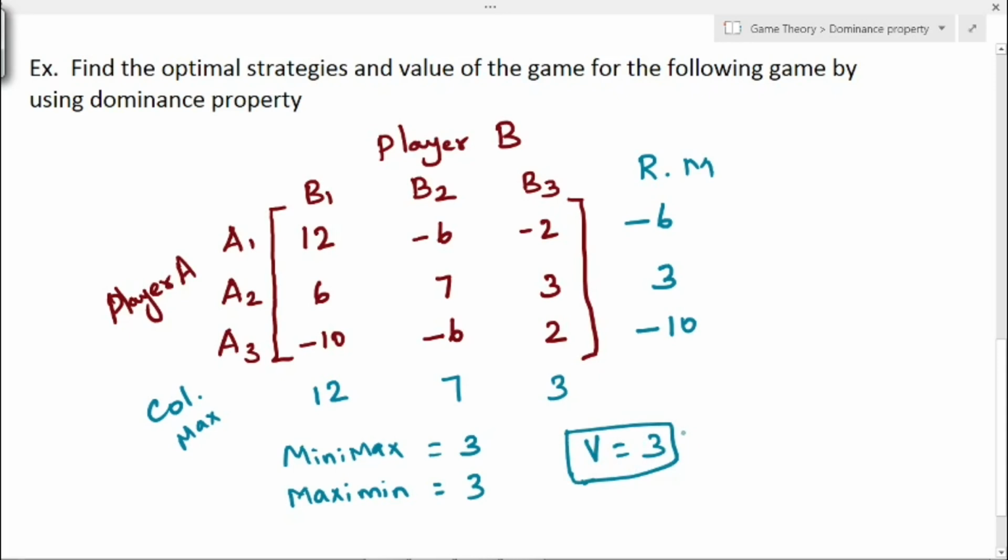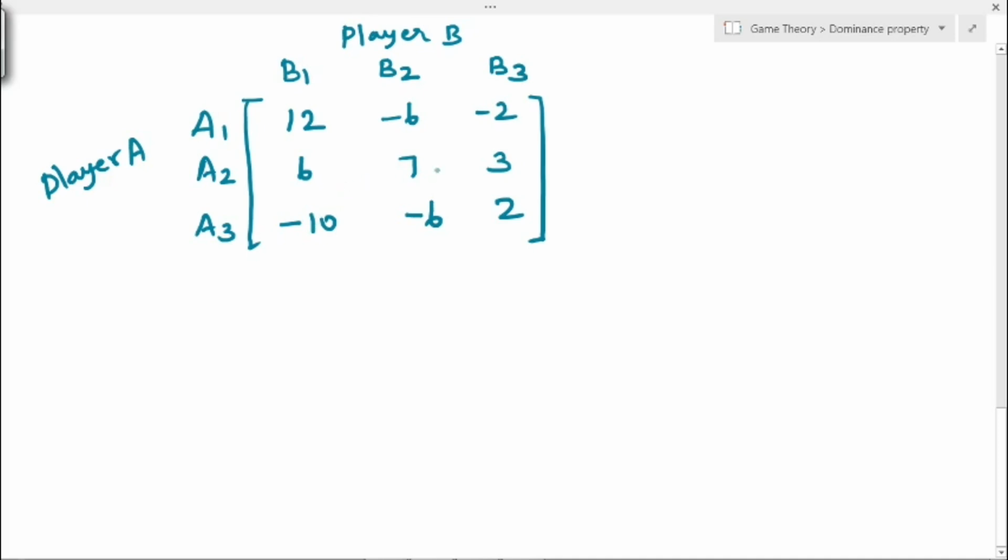Okay. So in this problem we have a saddle point. So this is nothing but a game with pure strategy problem. The same problem we are going to solve by using the dominance property and check whether we'll get the same value of V. Okay.